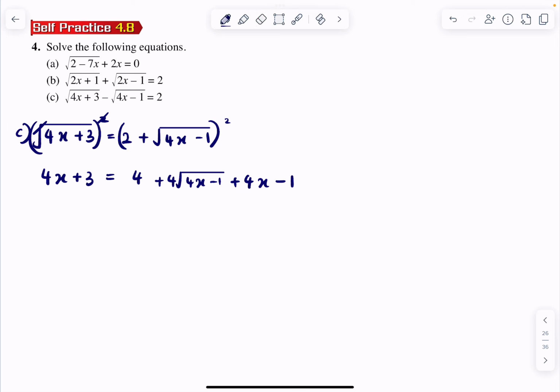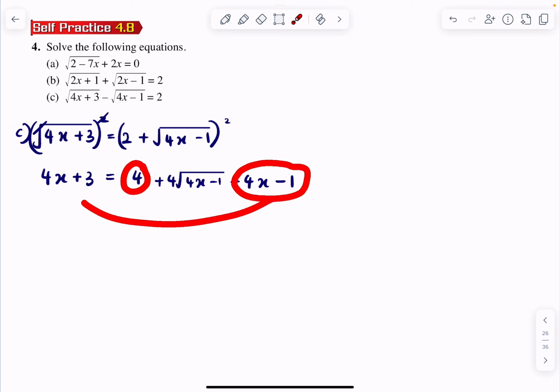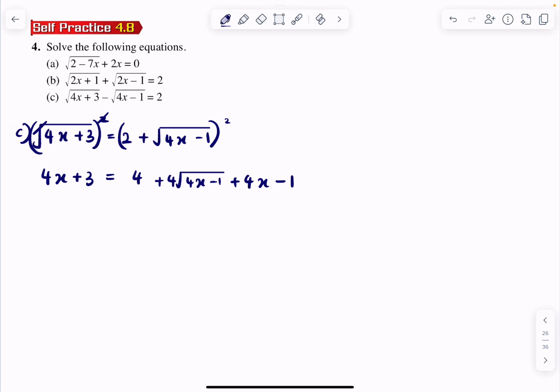Done. Right, whichever has no square root, we bring to one side. So 4x plus 3 minus 4 minus 4x plus 1 equals 4 surd 4x minus 1. So 4x minus 4x cancels off. 3 minus 4 is negative 1. Negative 1 plus 1 is 0. So this whole thing is 0.